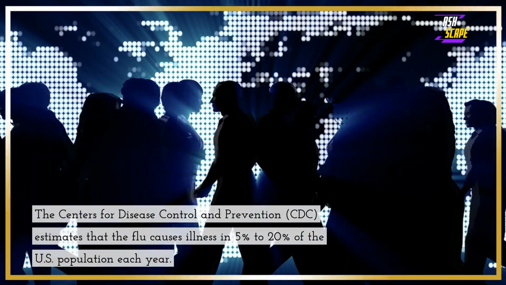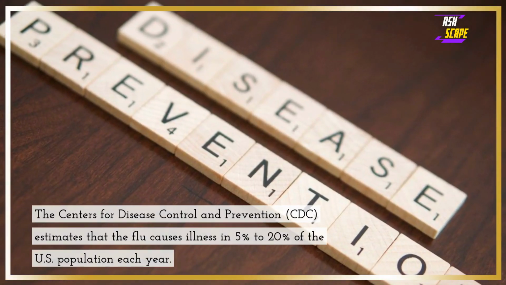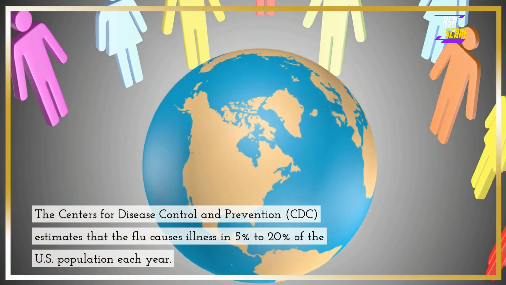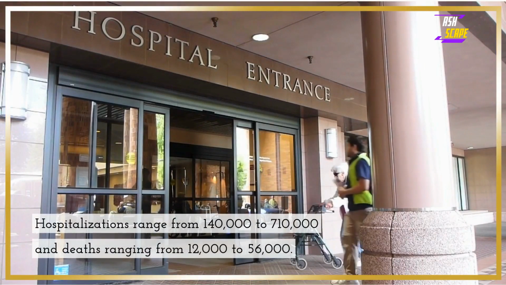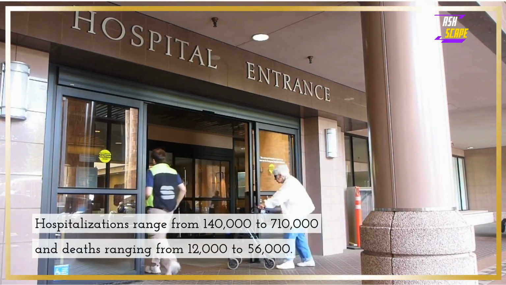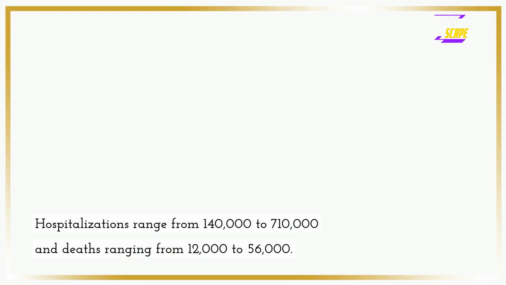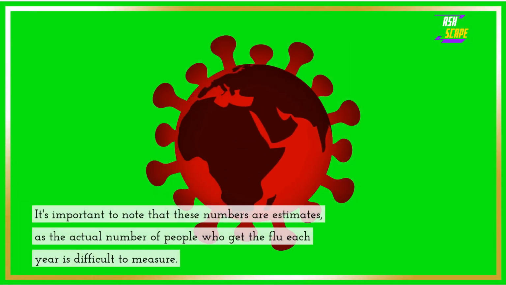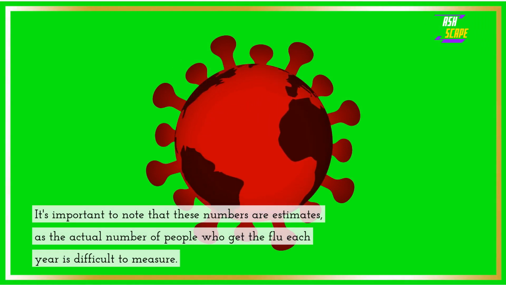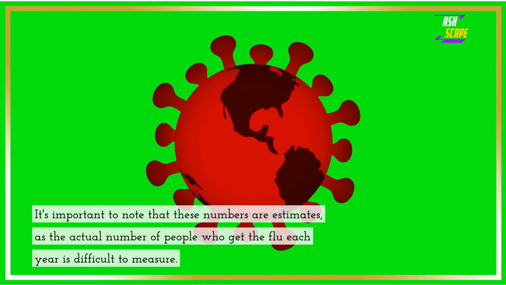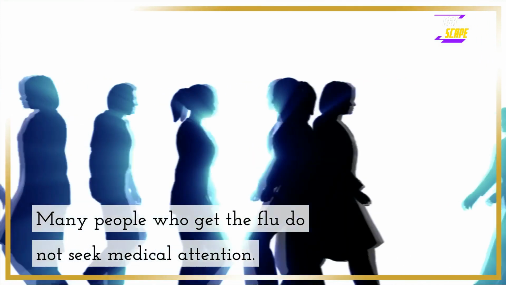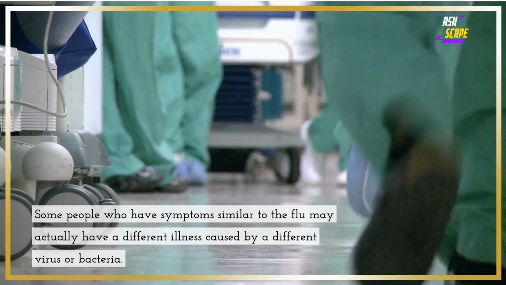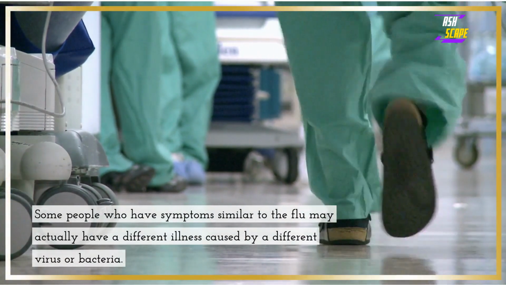The Centers for Disease Control and Prevention, CDC, estimates that the flu causes illness in 5% to 20% of the U.S. population each year. Hospitalizations range from 140,000 to 710,000, with deaths ranging from 12,000 to 56,000. It's important to note that these numbers are estimates, as the actual number of people who get the flu each year is difficult to measure. Many people who get the flu do not seek medical attention. Some people who have symptoms similar to the flu may actually have a different illness caused by a different virus or bacteria.